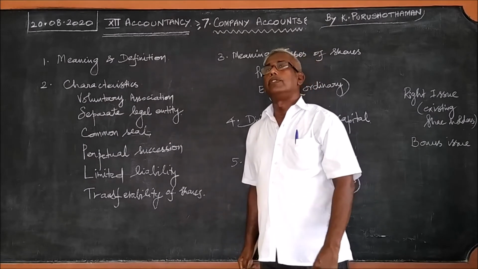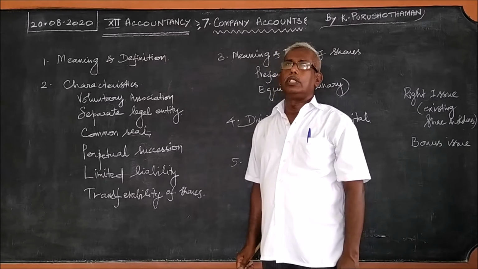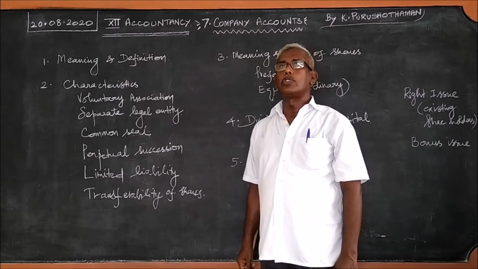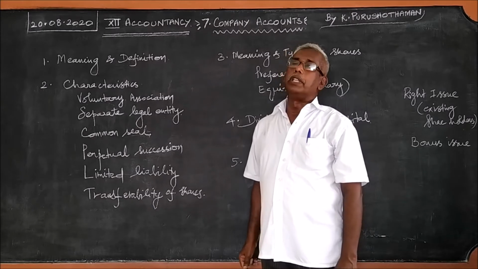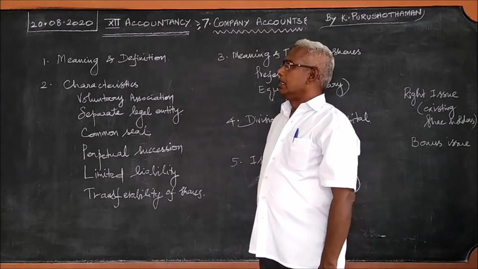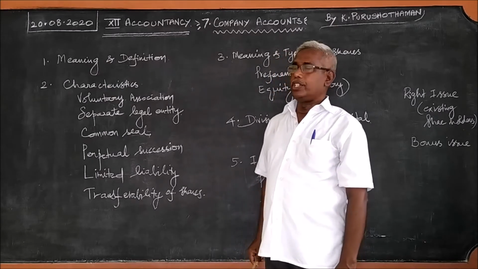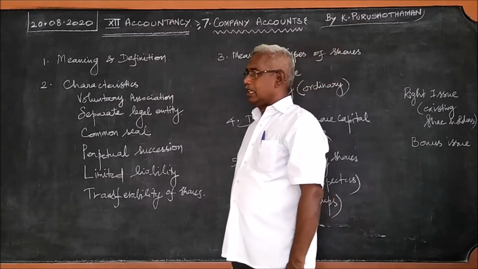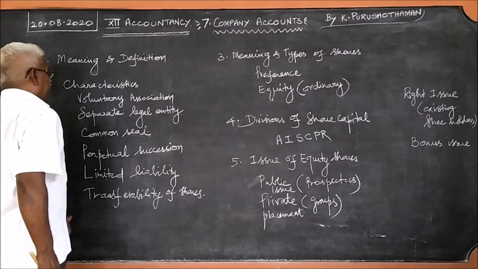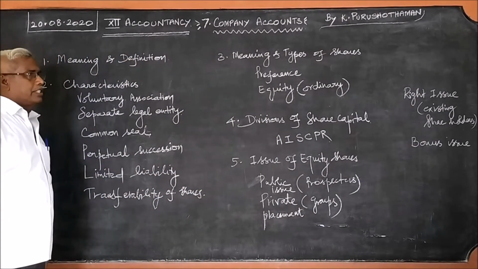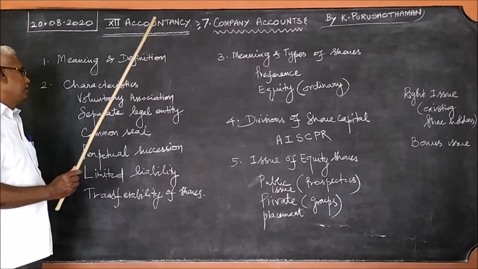This is the third form of organization. For this form of organization also, the government has framed rules by the Company Act 1956. 1932 Partnership Act, 1956 the Company Act. Under that act, everything is told. What are the characteristics of this type of company organization?